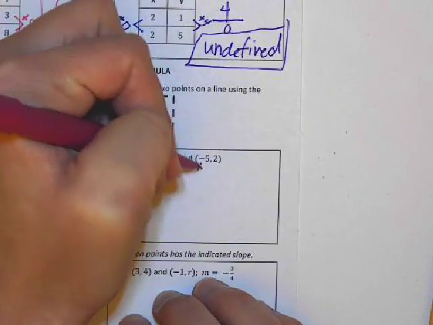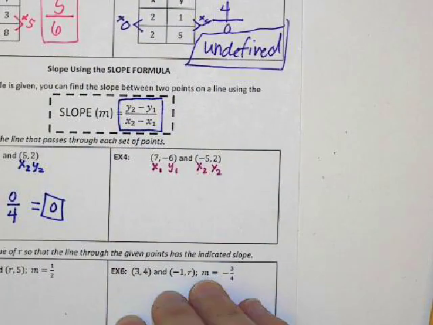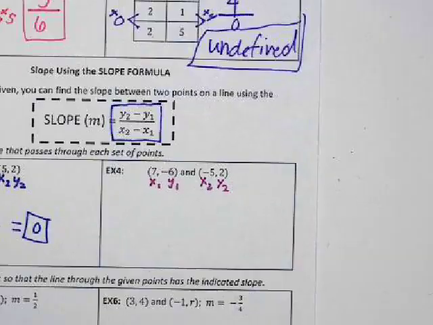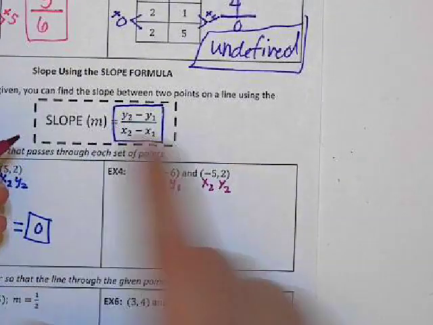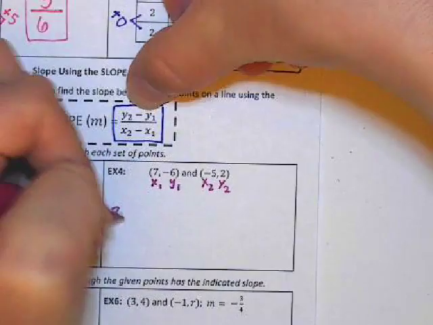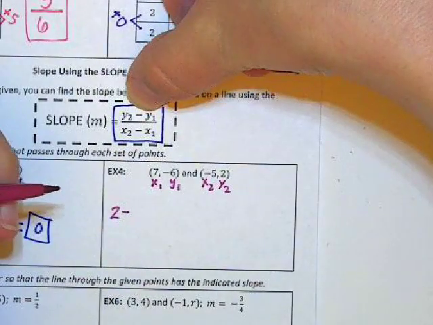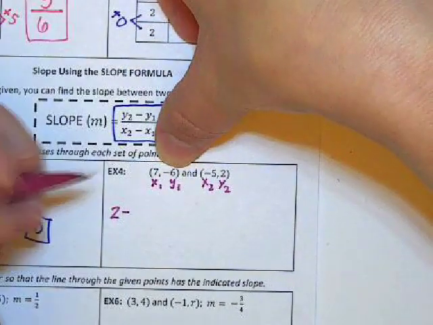My second x and my second y. Okay, plug them in. Start with your y2. What is y2? 2. Then my formula has a negative, so I have to write minus. And then my y1 is what? Negative 6.